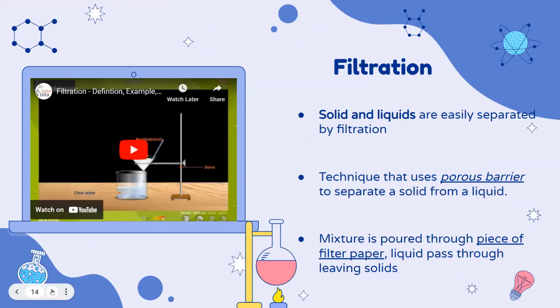Now, let's look into filtration. Filtration is basically a way to separate solids and liquids. It's a technique that uses a porous barrier to separate the solid from the liquid, and the mixture is poured onto a piece of filter paper and the liquid passes through it. So let's watch this video that demonstrates the process of filtration.